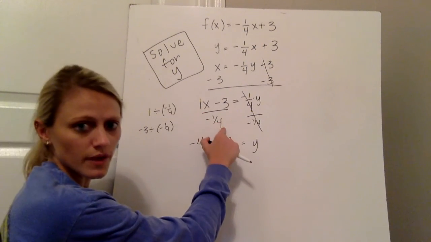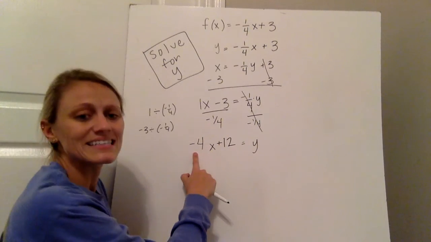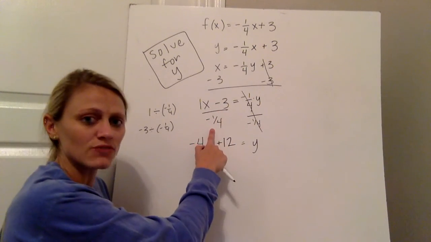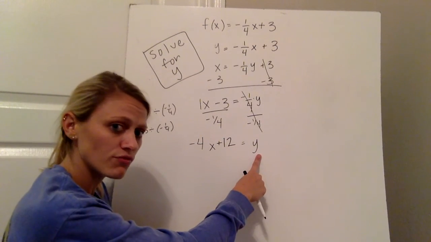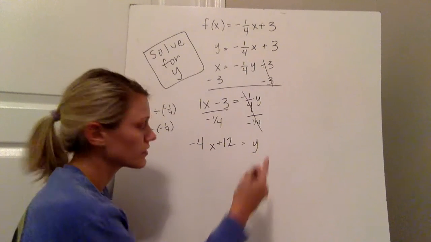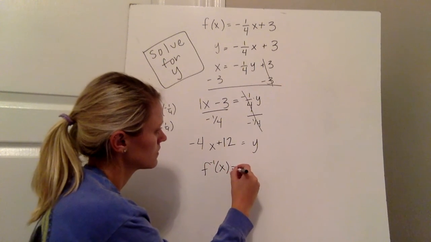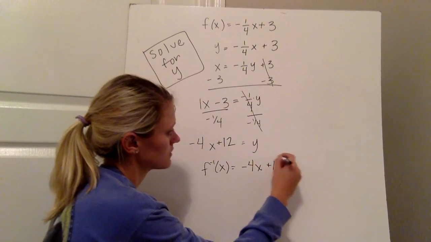Again, you can do that in your calculator. You're dividing everything by -1/4. 1 divided by -1/4 is -4. -3 divided by -1/4 is 12. We've got y by itself, which was my end goal. Therefore, my inverse is -4x plus 12.